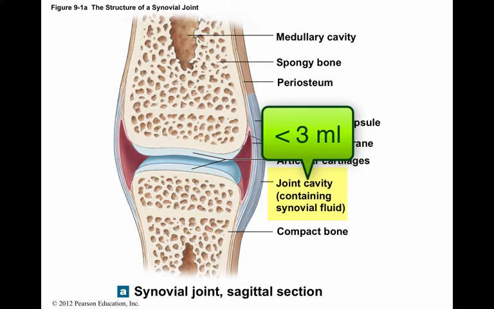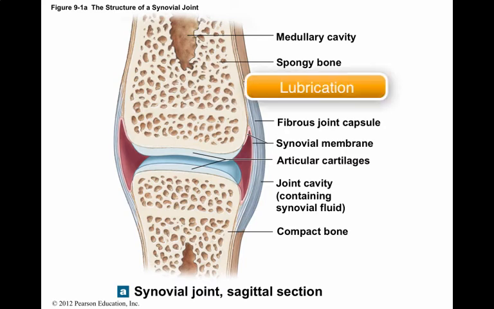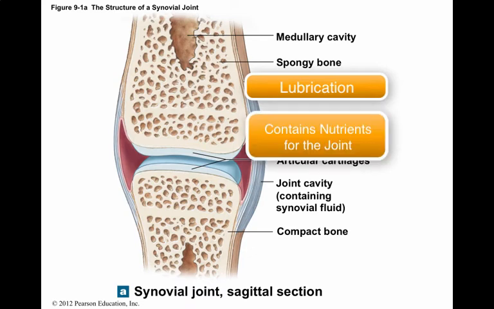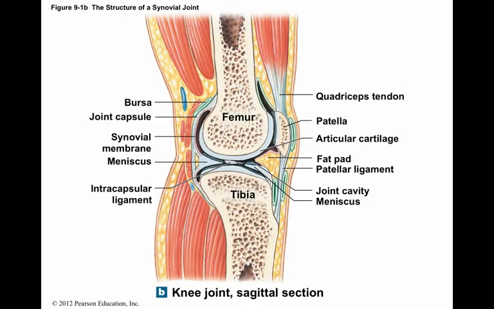The synovial fluid within a joint has three primary functions. It helps to lubricate the articular cartilages to reduce friction between the moving surfaces of the joint. It also contains nutrients for the chondrocytes of the articular cartilages. It also provides shock absorption to help cushion joints that are subjected to compression, such as when you jog or run. There are many accessory structures with synovial joints, including pads of cartilage or fat, ligaments, tendons, and bursa.